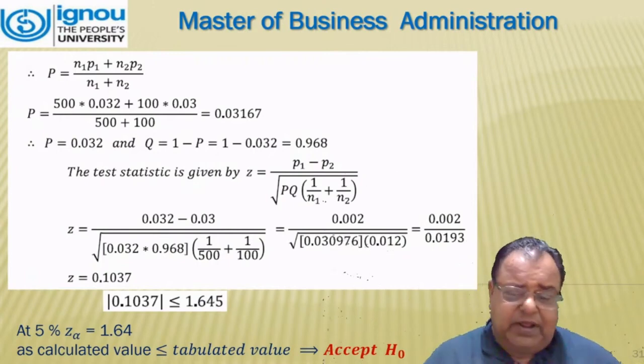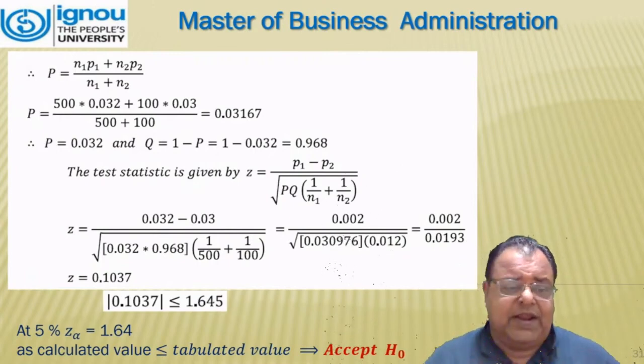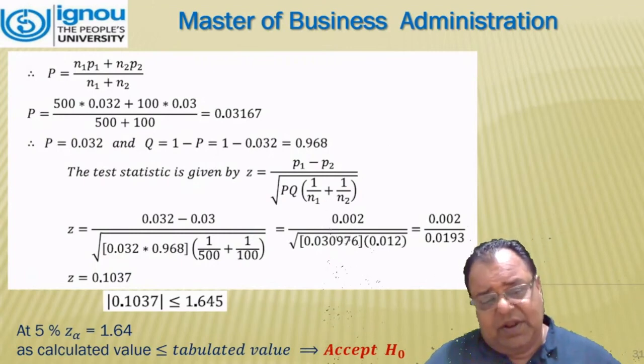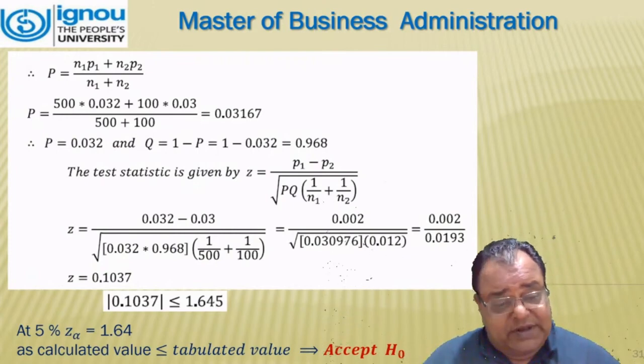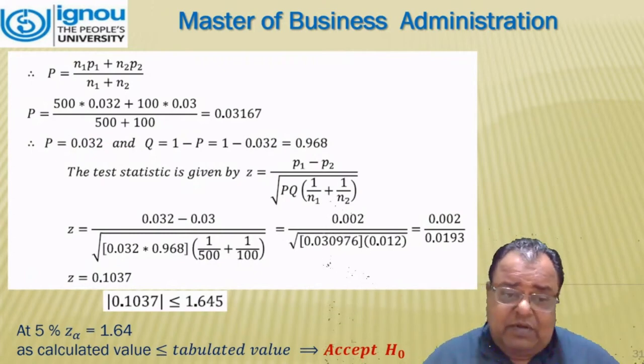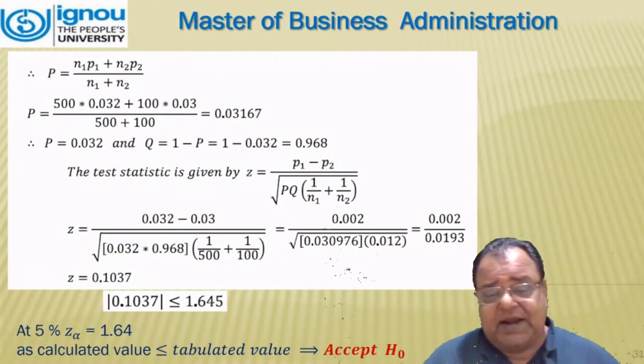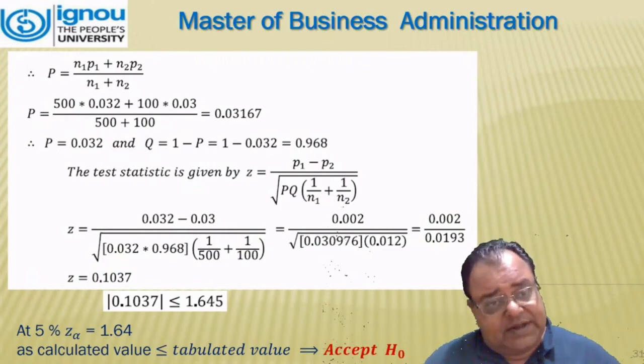After substituting all the values, what do we get? We get Z equal to 0.1037, which is less than the tabular value. Your tabular value at 5% level is 1.61 and you have calculated 0.1037, which is less than that. Therefore, yes, we conclude that the H naught is accepted.